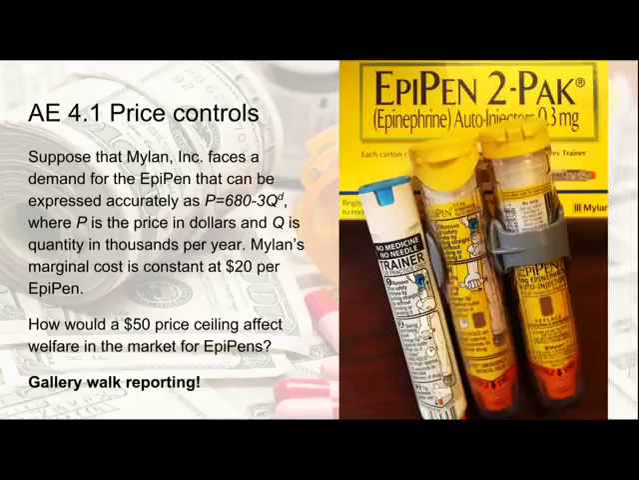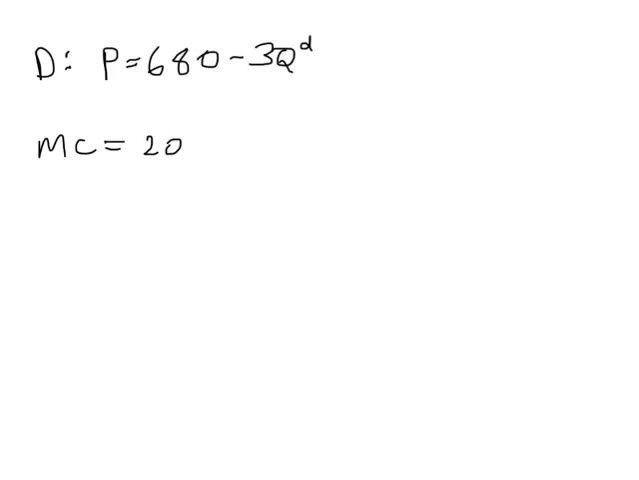Notice I've got this demand curve and marginal cost given, and then I'm going to consider a $50 per EpiPen price ceiling. All right, I've written down the given information, or some of it anyway. The key to doing this kind of problem is to realize that the marginal revenue for a monopolist, if we've got a straight line demand curve as we do, is just another straight line that has the same y-intercept but is twice as steep, which is 2 times 3 is 6.